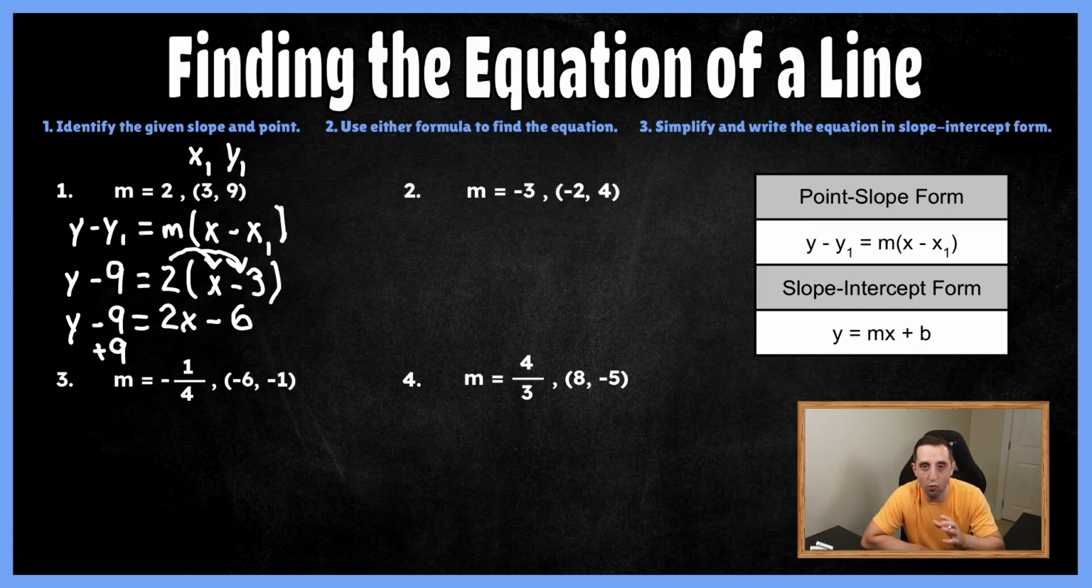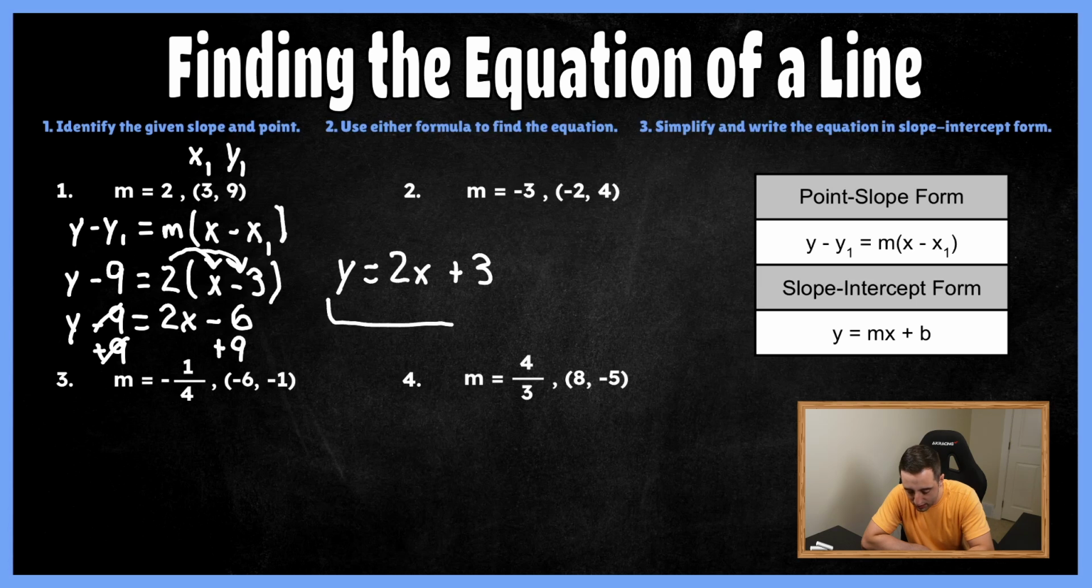But whatever you do to one side of the equation, you have to do the other. So we are going to add 9 over here as well. Negative 9 and positive 9, those are opposites, so those cancel. So now we're left with y by itself. So we have y equals 2x, which wasn't touched. And then we have negative 6 plus 9 that gives us a positive 3. And now we end up getting our final equation of a line as y equals 2x plus 3.